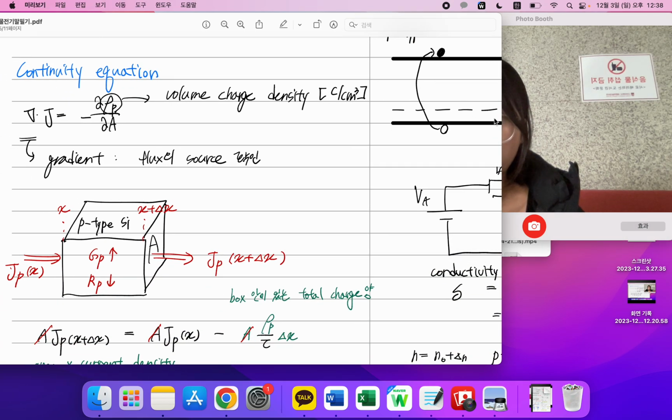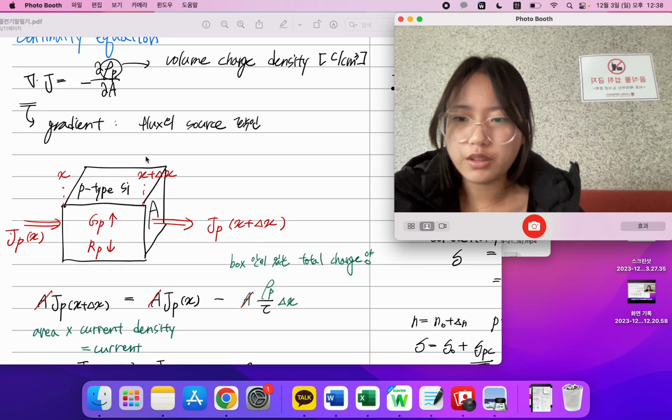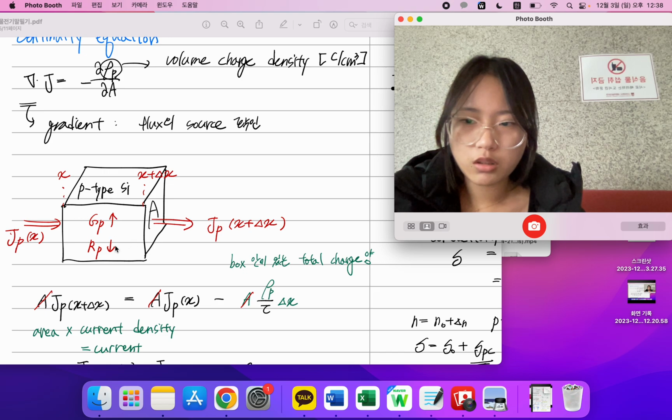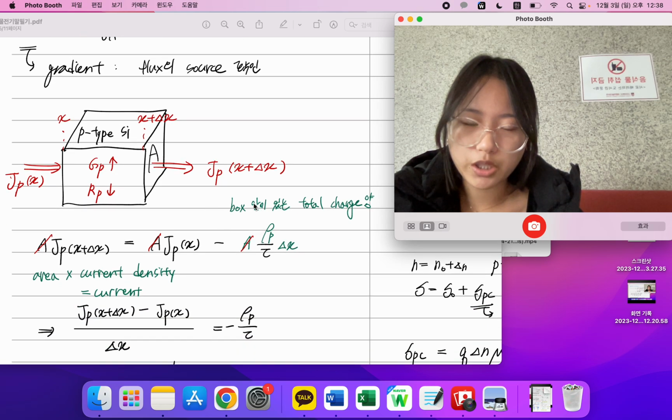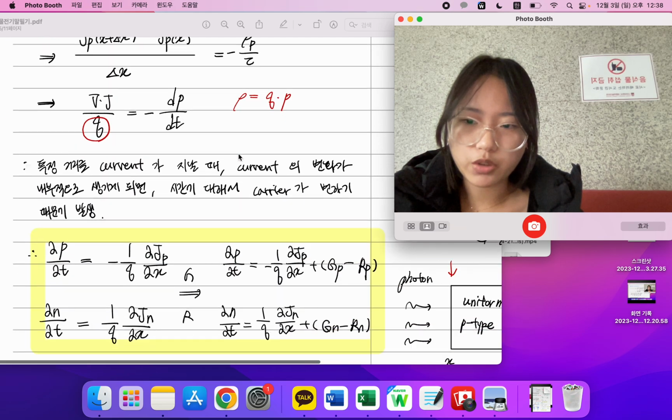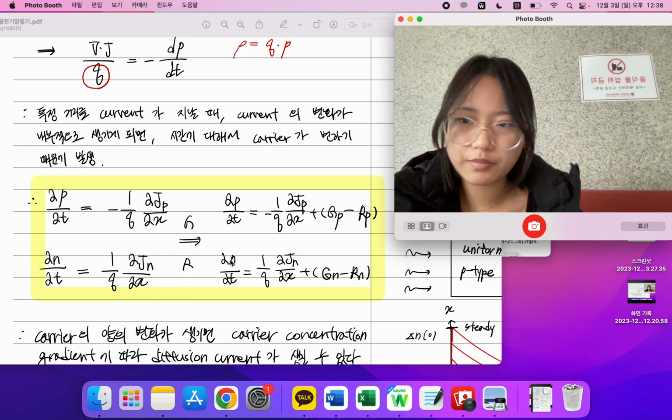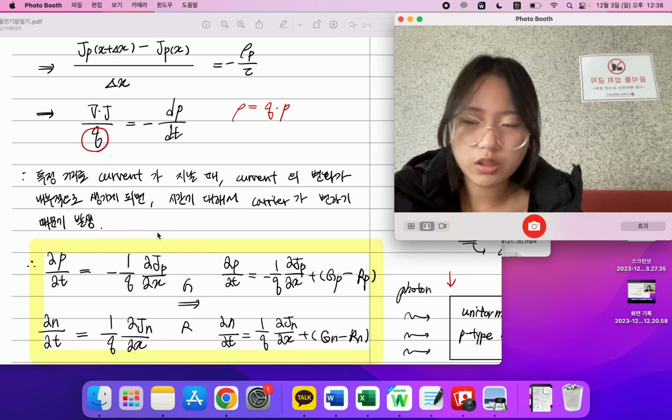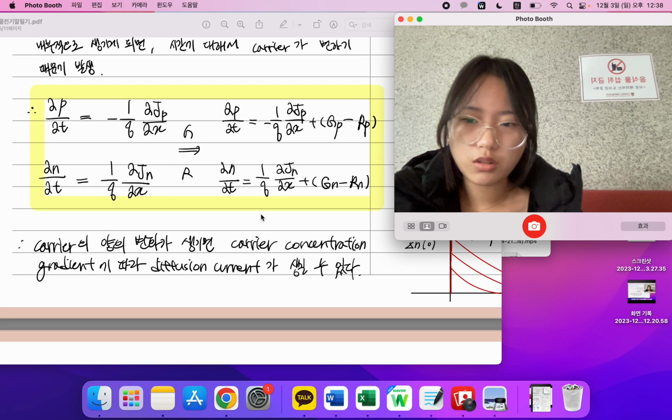And next we can learn about the continuity equation. This box is p-type silicon. If current flows through that box, then we can derive Jp at x plus delta x, and we can derive the equation like that. If current flows through the box, then the current changes, so the carrier changes too. If the carrier amount changes, then the carrier concentration gradient leads to diffusion current.